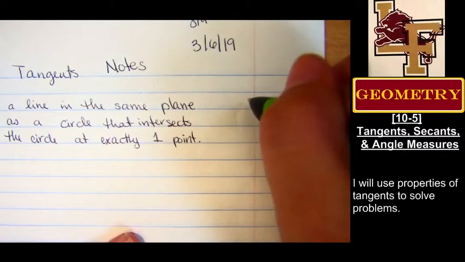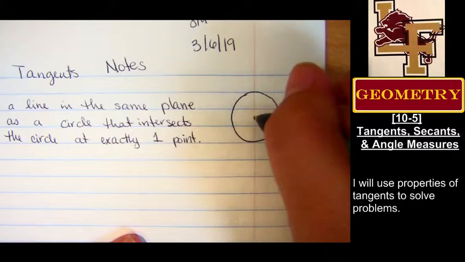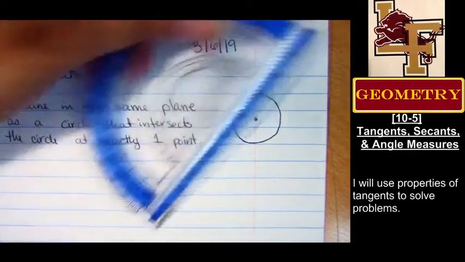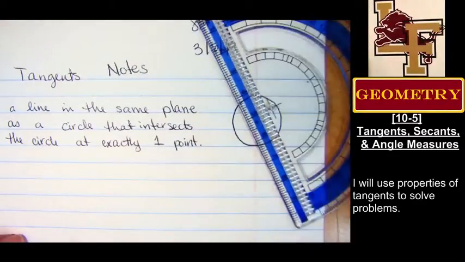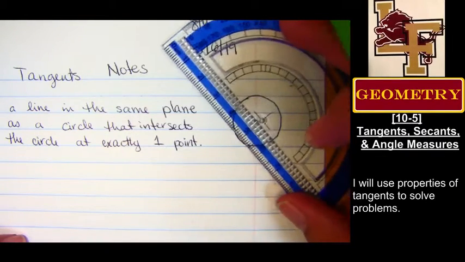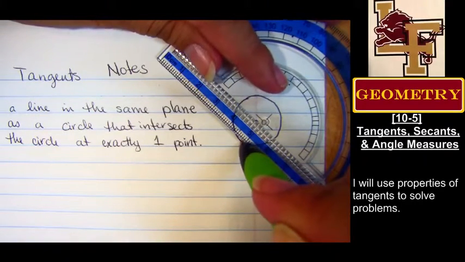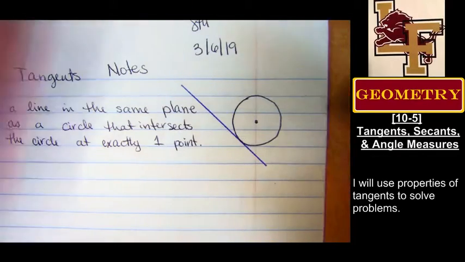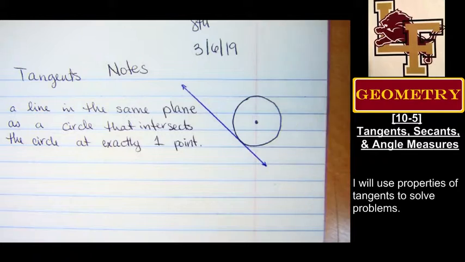Okay? All right, so here's my circle. And now I'm going to draw my tangent line. I can't draw it like this. If I draw it like that, it's crashing into two places. It's got to just be one spot. So I'm going to draw it over here, I guess. There's my tangent line.